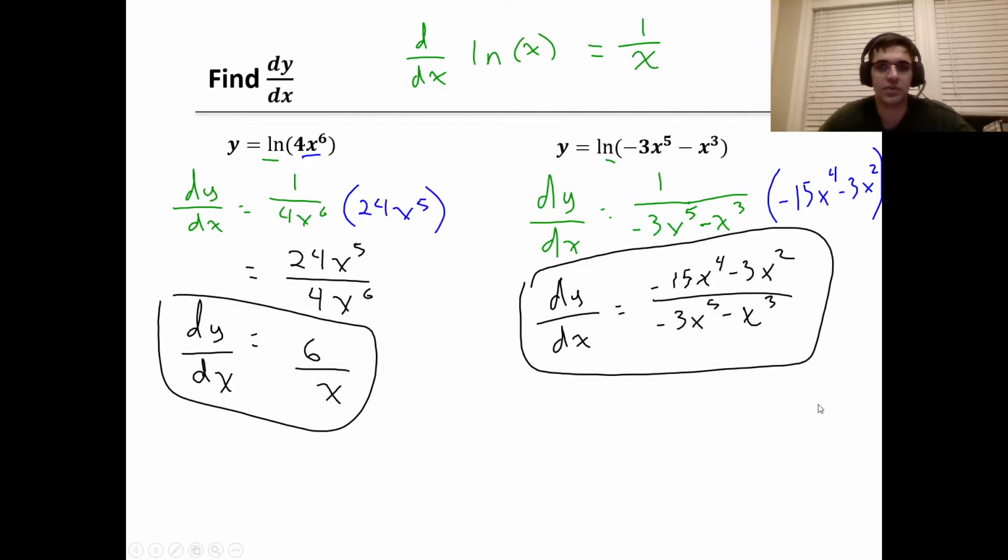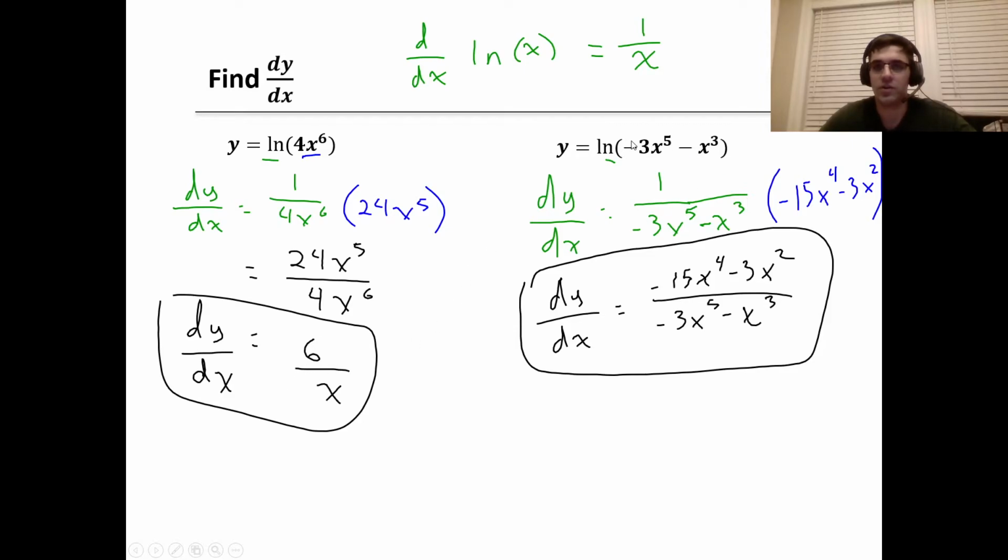Okay, so natural log derivatives. Remember that the parent function natural log derivative is just 1 over x. Because we have a function inside of the natural log, the derivative is 1 over that function, and then we multiply that fraction by the derivative of that function. So the derivative of 4x to the power of 6 is 24x to the power of 5. If we put those fractions together and simplify, we get 6 over x here.